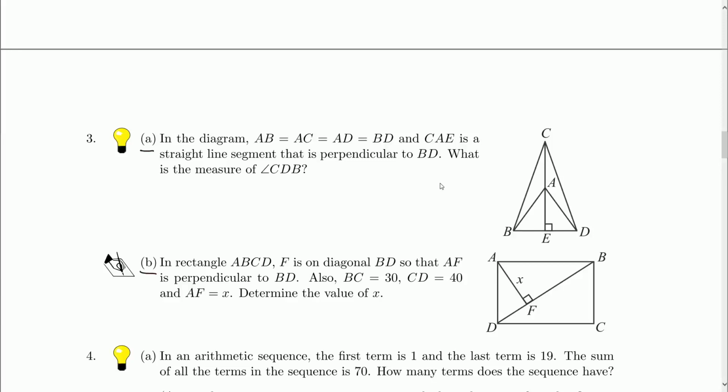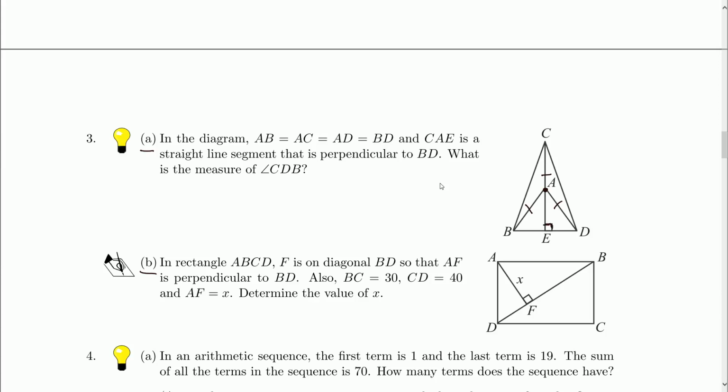In the diagram, AB equals AC equals AD. So I guess A could be the center of a circle. And CAE is a straight line segment that is perpendicular to BD, which is why we have this nice little right angle here. What is the measure of angle CDB?